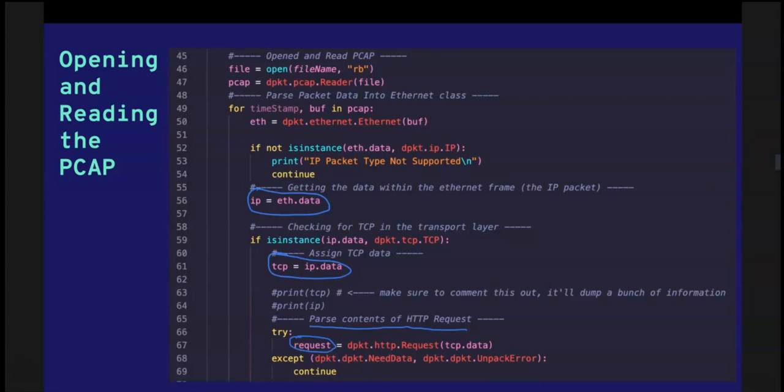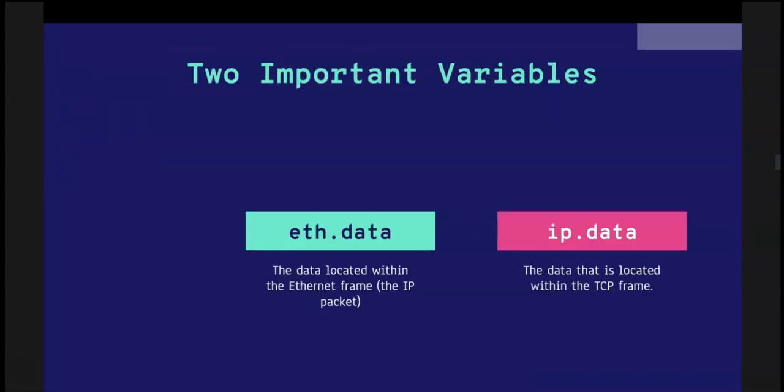And then at the third one, which is the contents of the HTTP request, it parses through the TCP's assigned data and assigns it to request. So each loop through there is one packet essentially, and that request on the first loop will show the very first packet of a PCAP capture. And those are those two important variables that I described to you.